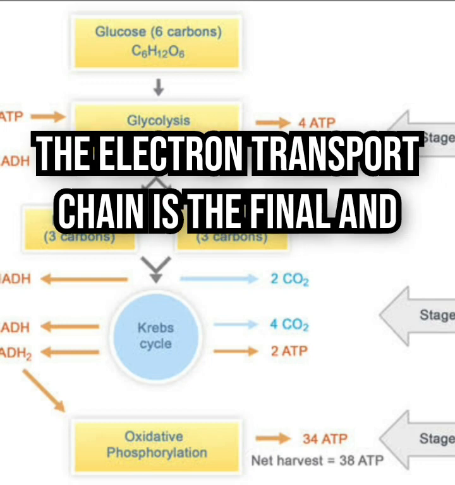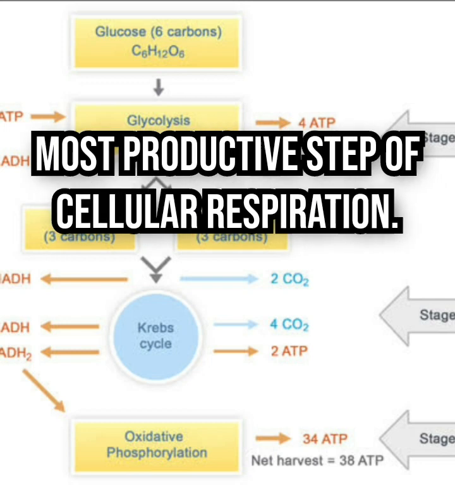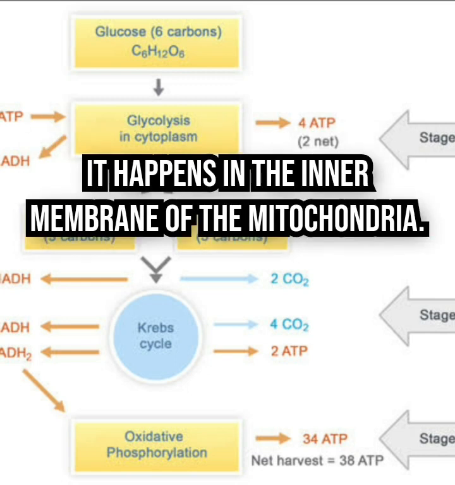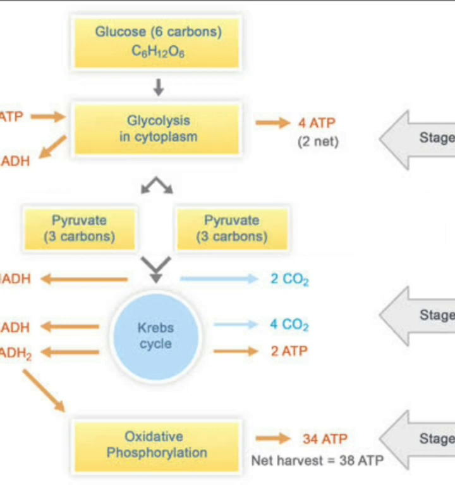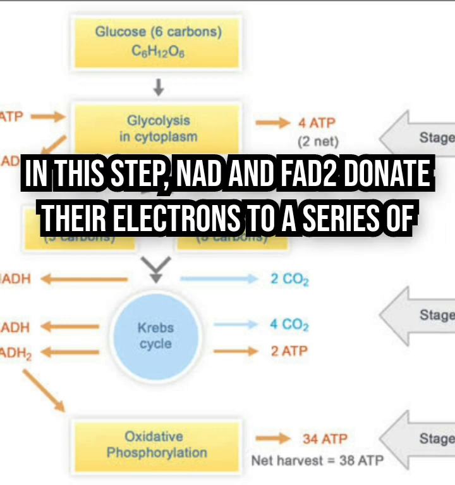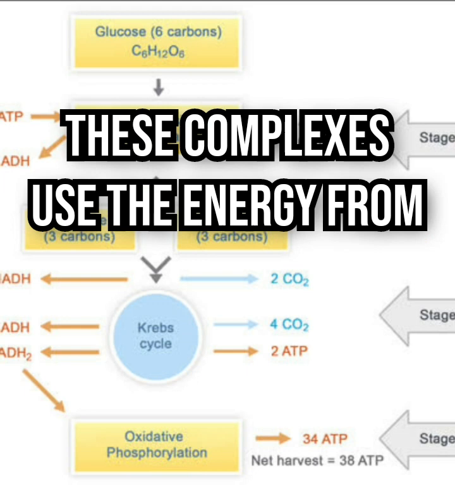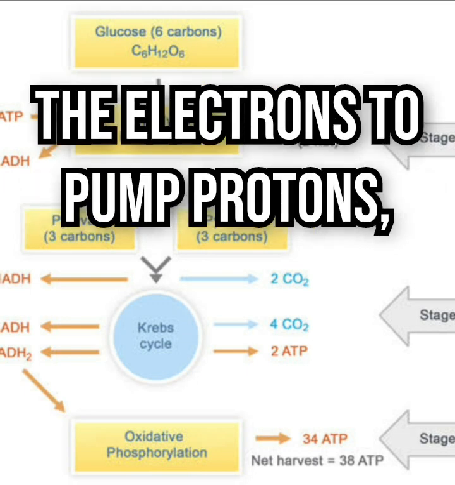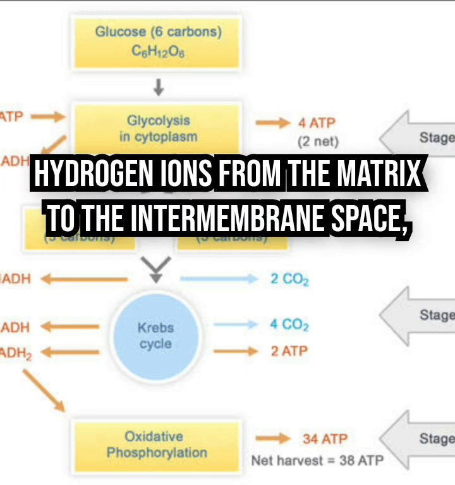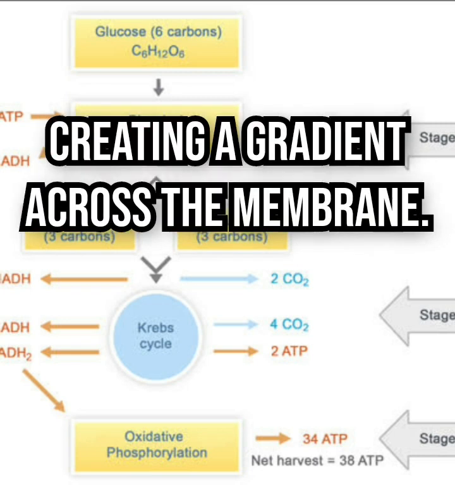The electron transport chain is the final and most productive step of cellular respiration. It happens in the inner membrane of the mitochondria. In this step, NADH and FADH2 donate their electrons to a series of proteins called complexes that are embedded in the membrane. These complexes use the energy from the electrons to pump protons, hydrogen ions, from the matrix to the intermembrane space, creating a gradient across the membrane.